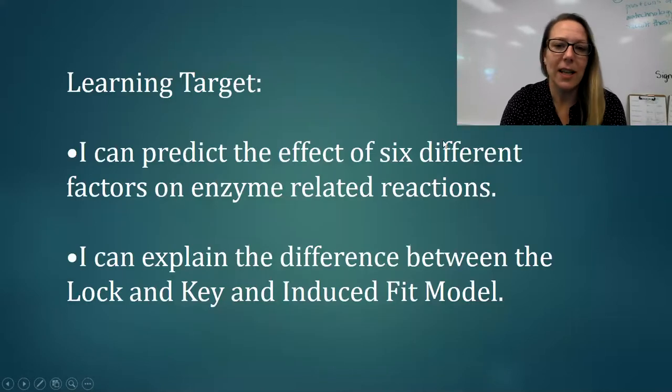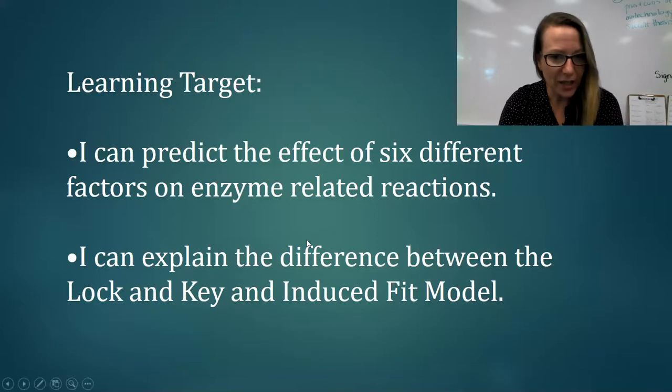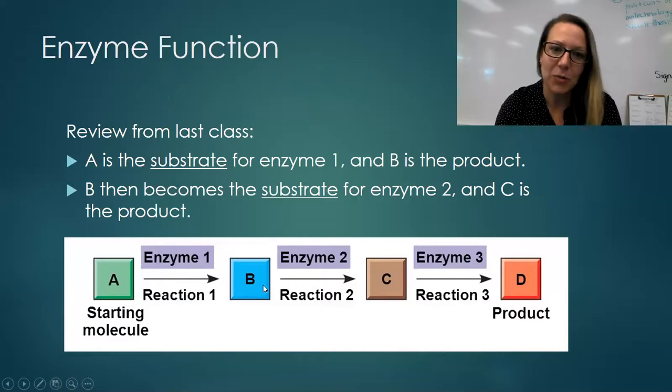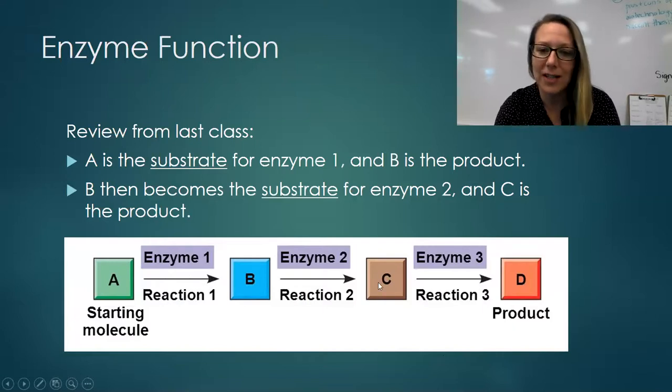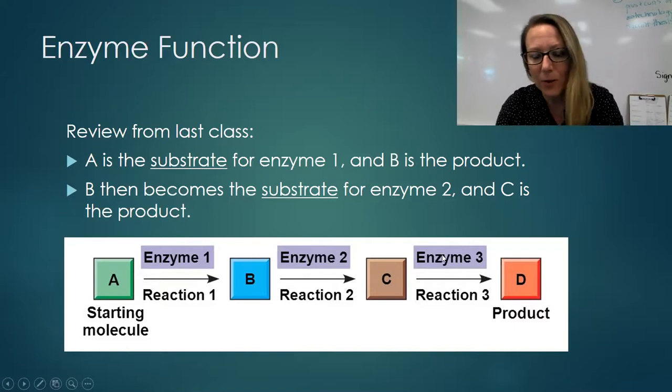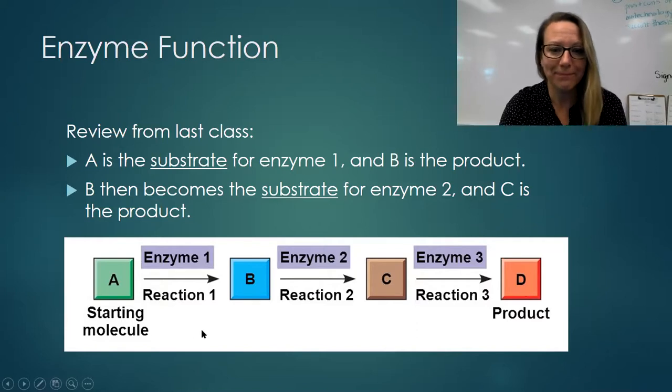So the learning target is I can predict the effect of 6 different factors on enzyme reactions, and I can explain the difference between lock and key and induced fit model. So just to review from the last class, A is the substrate for enzyme 1 to create B. B is a substrate that works with enzyme 2 to create the product C. Then C becomes the substrate to react alongside enzyme 3 to create the product D.